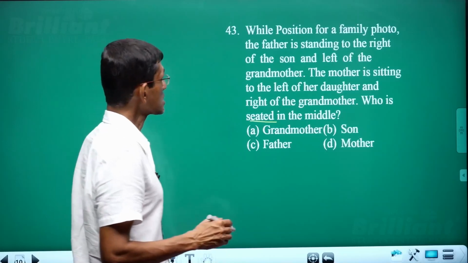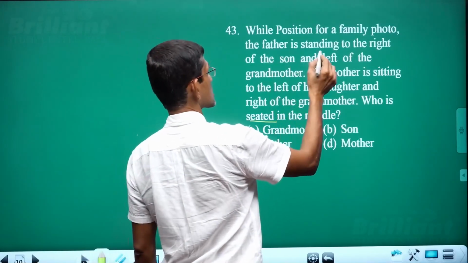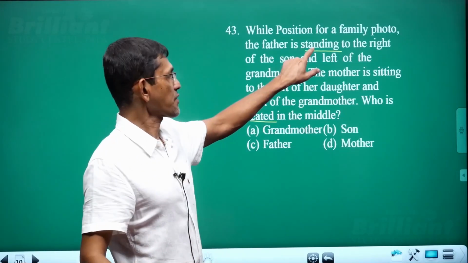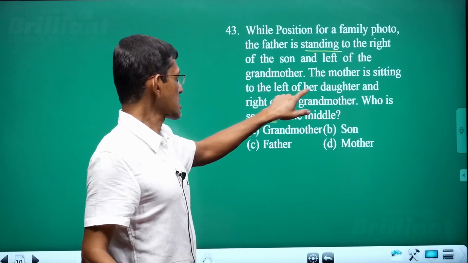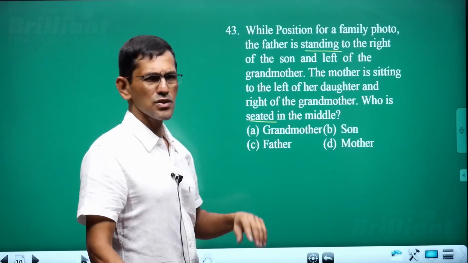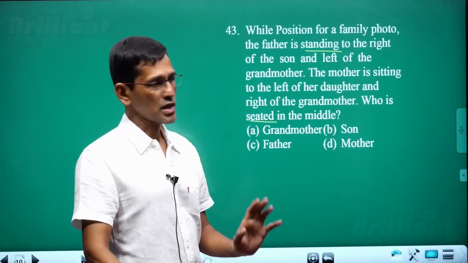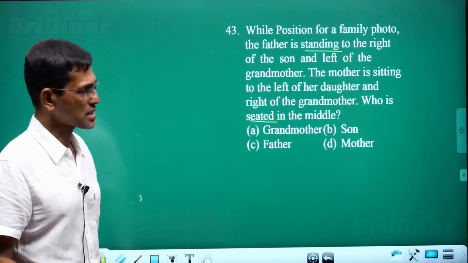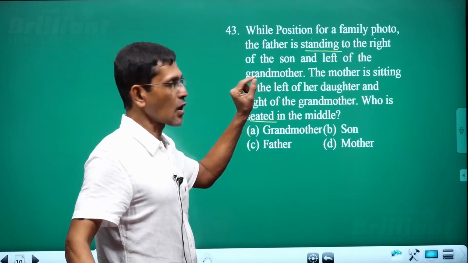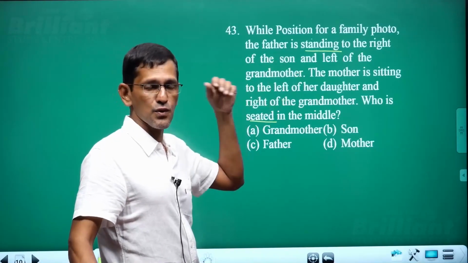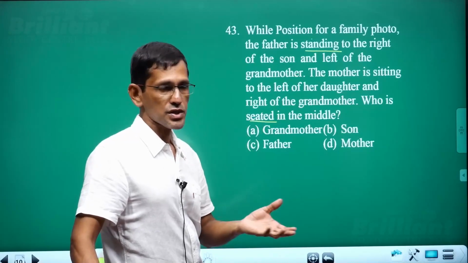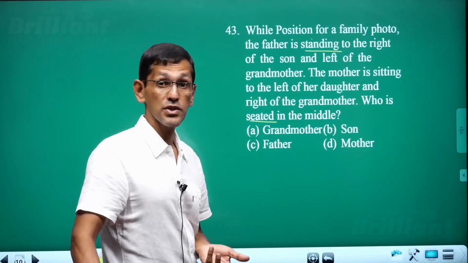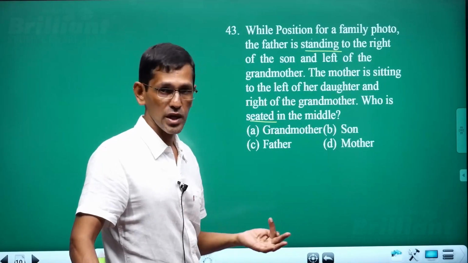In this case, the father is standing to the right of the son. It is given that the father is standing and the mother is sitting, and then who is seated. So this is a bit confusing. No need to worry about it. Let's assume that the father is sitting as well rather than standing. That's a minor logical mistake made while making the question. They want to make the question in such a way that all of them are standing or all of them are sitting. Even if some of them are standing and some of them are sitting, it's okay.